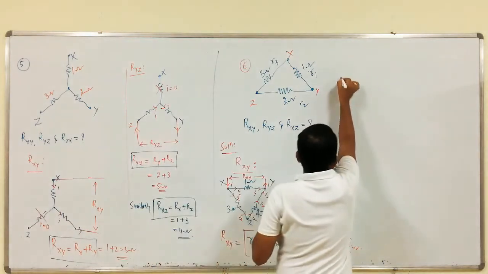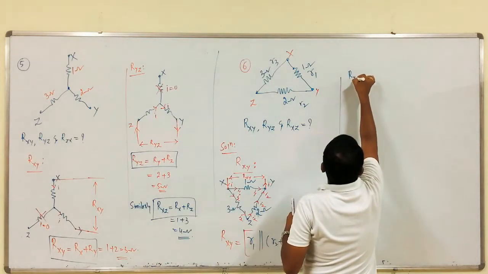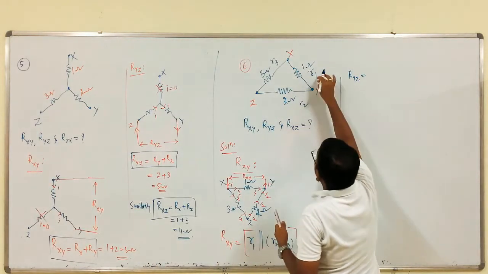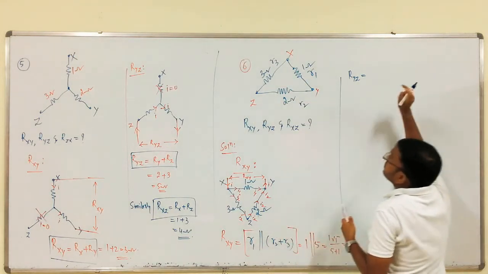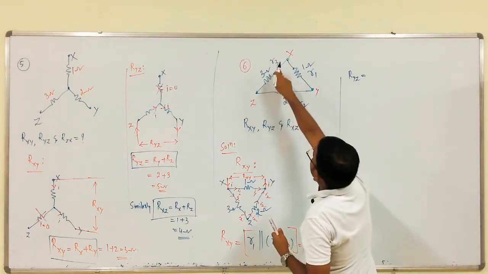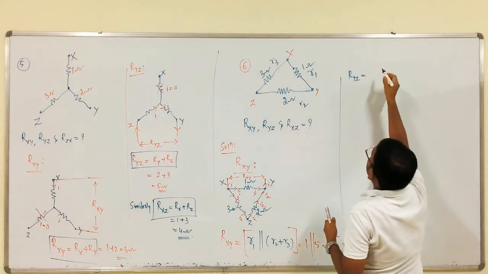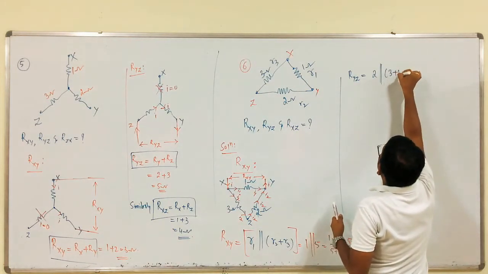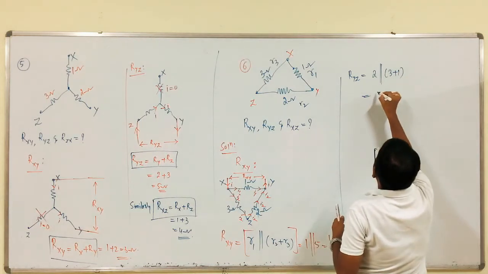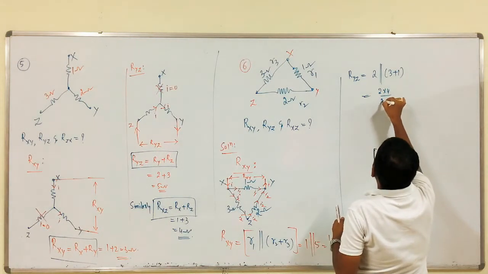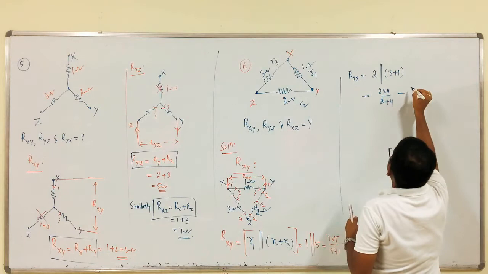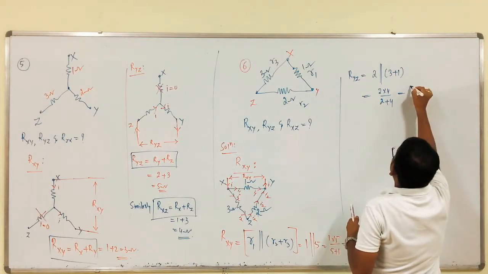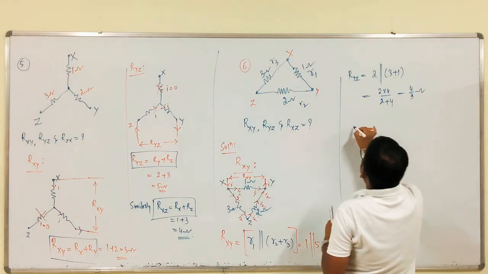Like that, R y z is equal to what? R y z between these two. These two are in series, and this is parallel, that is 2 is parallel with 3 plus 1. Therefore, 2 into 4 by 2 plus 4, that is 8 by 6, 4 by 3 ohms.